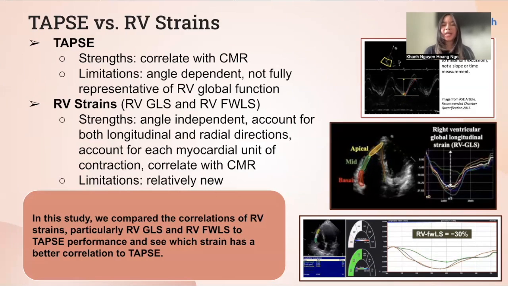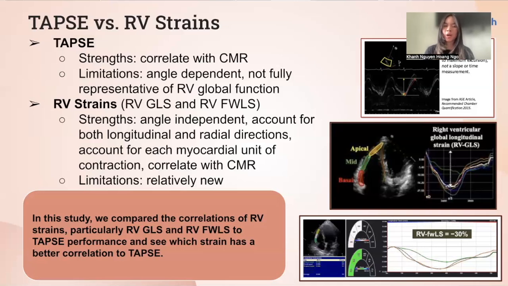Some strengths of the RV global longitudinal strain and global free wall longitudinal strain: it's angle independent. It can account for both the longitudinal and radial directions and account for each myocardial unit of contraction, while also correlating really well with CMR. However, the limitation is that it's relatively new in research.